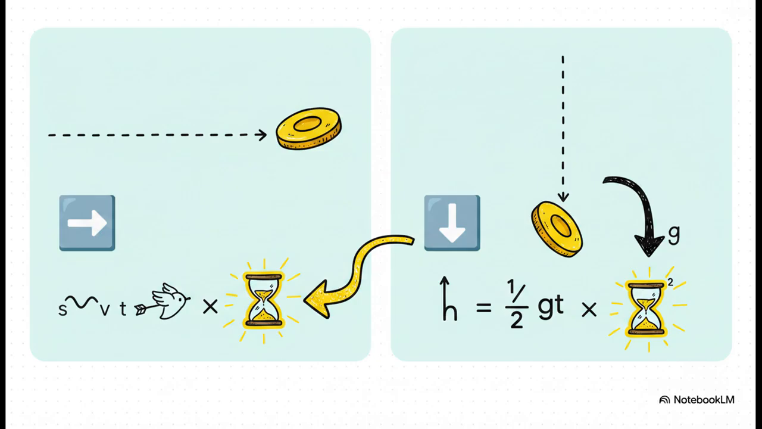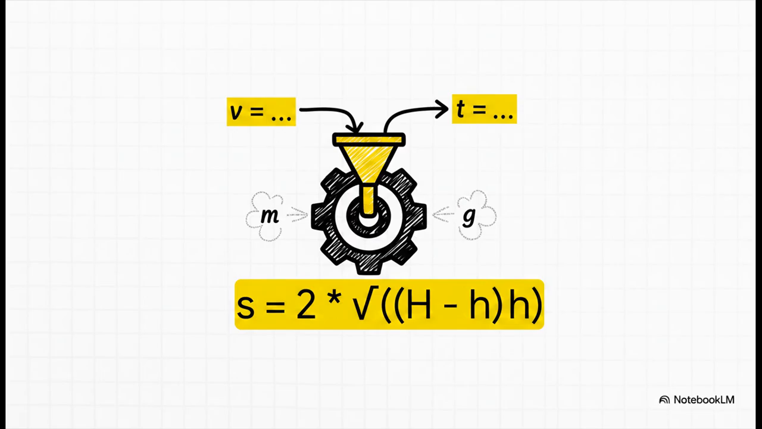We find the time from the vertical equation and then plug it into the horizontal one to get our distance. So, let's bring our two worlds back together. We take that launch speed we found from the energy part and we combine it with the flight time we just figured out. And when we plug them into our distance formula, all the other stuff like gravity just disappears. It's amazing. We're left with this incredibly clean and elegant equation. The final distance, s, depends only on the total height, H, and our choice for the launch height, h.